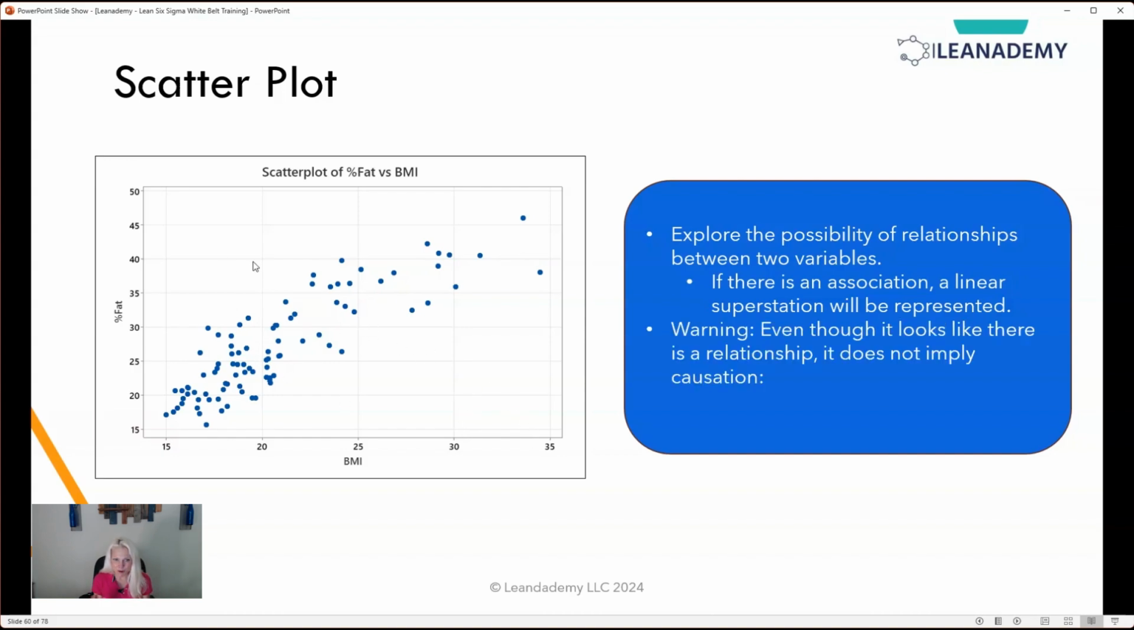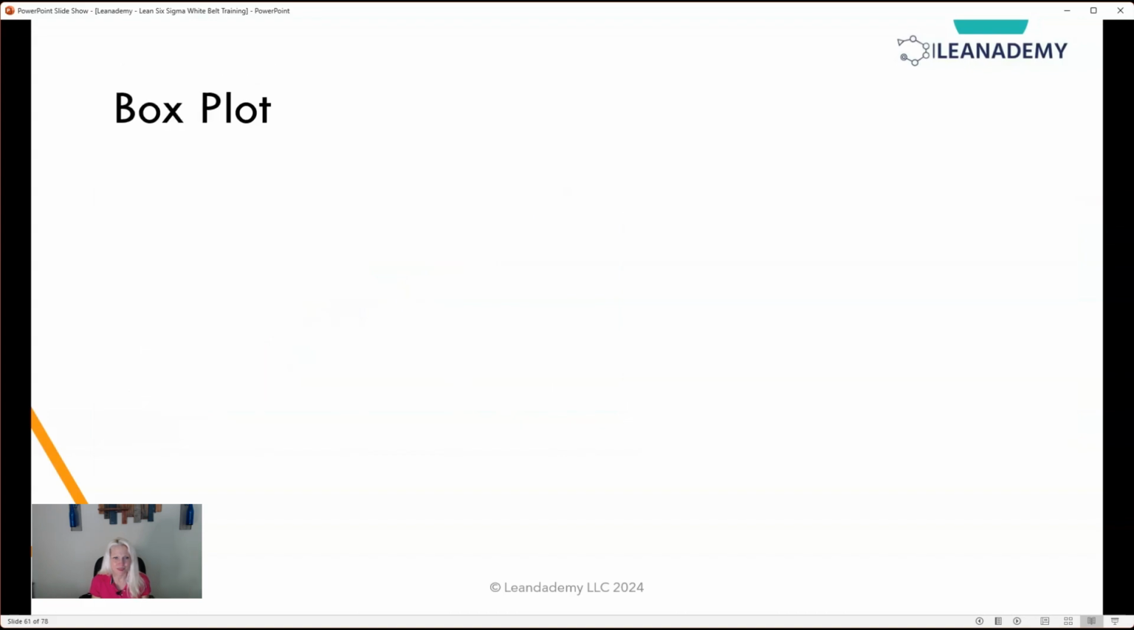Warning, big thing here I want you to think about. Even though it looks like there's a relationship, it does not imply causation. This is not a statistical tool. It's just a graphical tool. So you want to investigate that relationship.